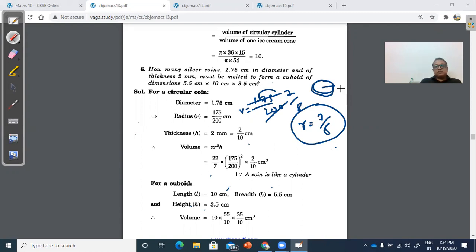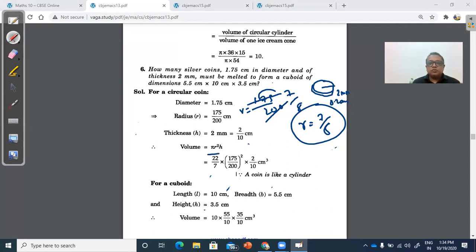So the diameter is given. Okay, thickness is given 2 millimeter. Now this thickness of the coin is actually the height of the coin. Thickness of the coin will be the height of the coin. So 2 millimeter will be how much? 0.2 centimeter. So height we can take as 0.2 centimeter or 2 by 10 centimeter, up to you.